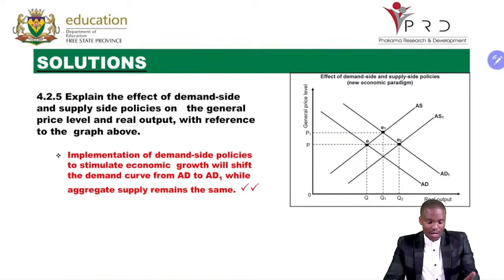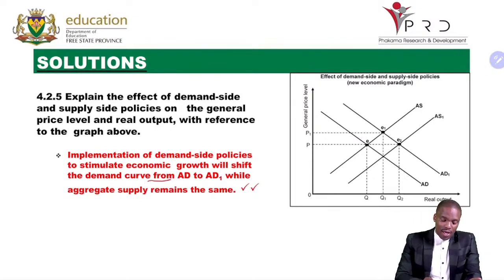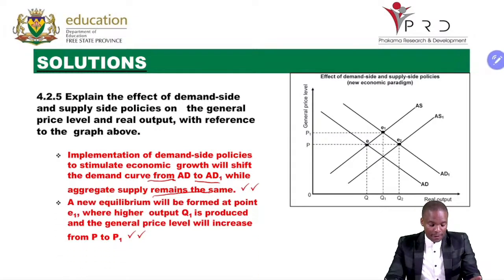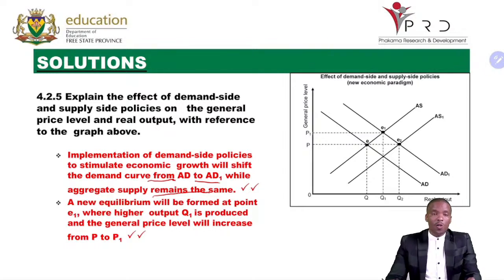Okay. The last one, we have outlined that, where we said the AD shifts to AD1 while aggregate demands remain the same. That will lead to inflation. A new equilibrium point is formed at E1 and quantity output or demanded is higher at Q1 and the price level increases from P2 to P1.